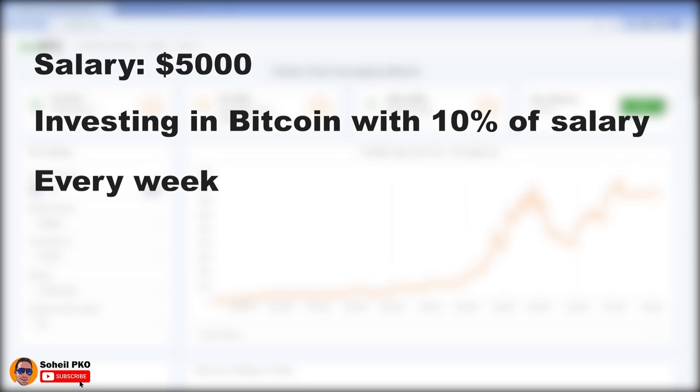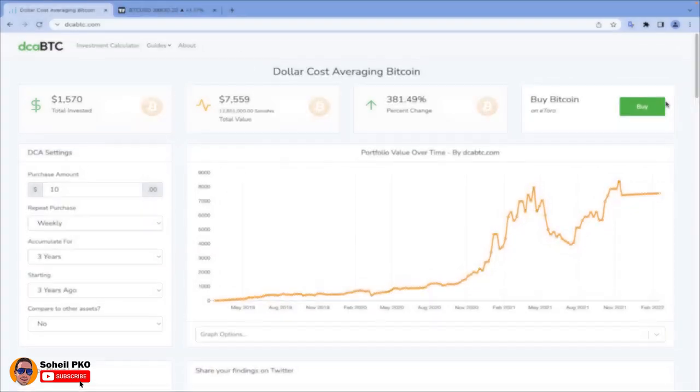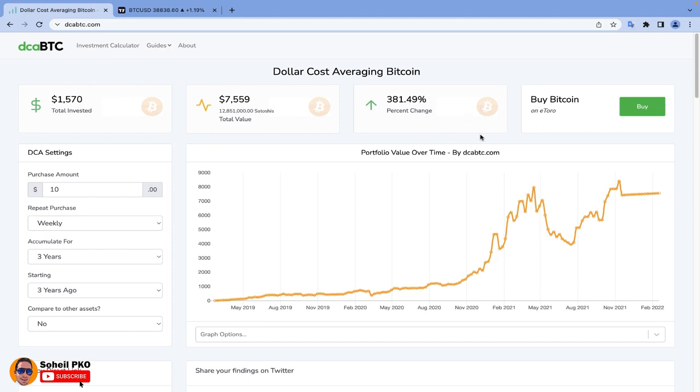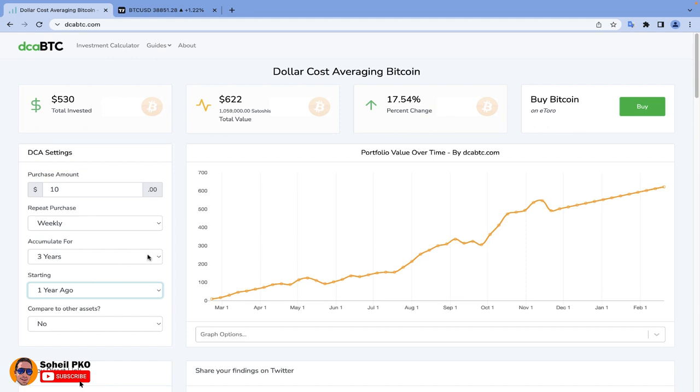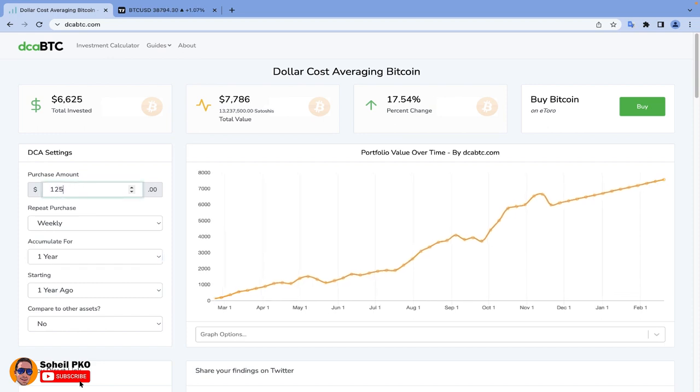So with $500 allocated for investing in Bitcoin, you buy $125 worth of Bitcoin every week, and you do this for 1 year. Consider you started doing this last year and now you want to evaluate the result. There is a dollar cost averaging calculator for Bitcoin which can help you quickly calculate the result. So you started last year, 1 year ago. The accumulation period is also 1 year. You decided to buy regularly every week, so this is also set to weekly, and the purchasing amount every week is $125. So here we enter 125, and here we go.